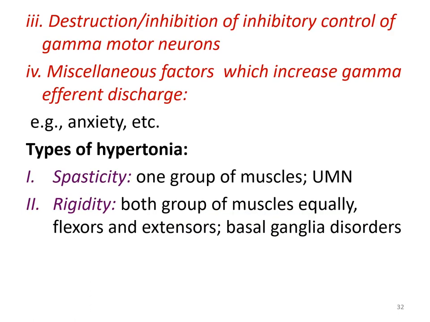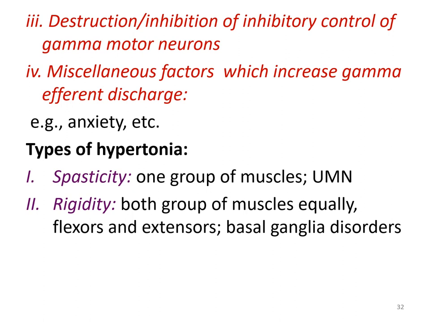Another cause of hypertonia is destruction or inhibition of inhibitory control of gamma motor neurons, that is, any interruption in the pathway of the inhibitory reticular formation, or its destruction, can lead to decrease in the inhibition of the gamma motor neuron activity. There are also miscellaneous factors which increase gamma efferent discharge, like anxiety, noxious stimuli, etc.